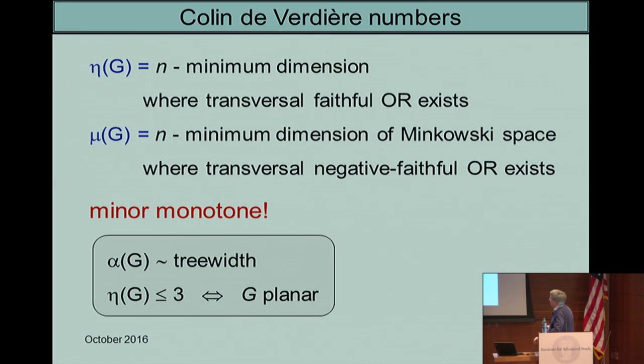So eta of G is closely tied to tree width. It's always an upper bound on the tree width of the graph, but it can be bounded by maybe the fifth power of the tree width or something like that from the other side. And this second one, where I put eta here, but it should be mu, is less than or equal to 3 if G is planar. So that was the first result of Colin de Verdière that really showed that this is a very deep way of looking at it.